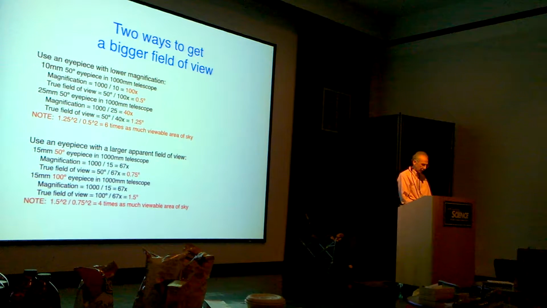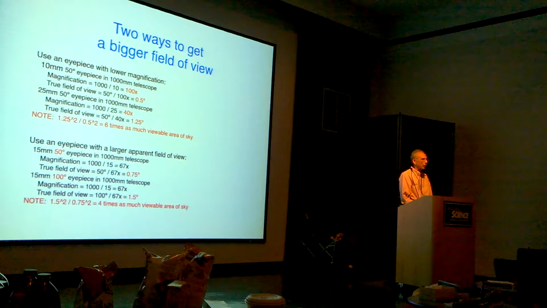Now the other way to get a larger field of view is a more expensive way, and that is to buy an eyepiece that has a larger apparent field of view. A 15 millimeter 50-degree eyepiece and a 1,000 millimeter telescope gives a magnification of 67 and a true field of view of 0.75 degrees. The same 15 millimeter eyepiece, but with a 100-degree apparent field of view, in that same telescope gives the same magnification, but now the field of view is 1.5 degrees.